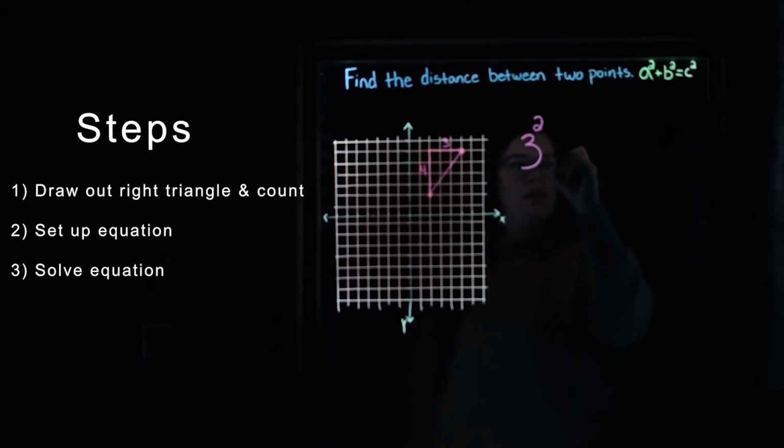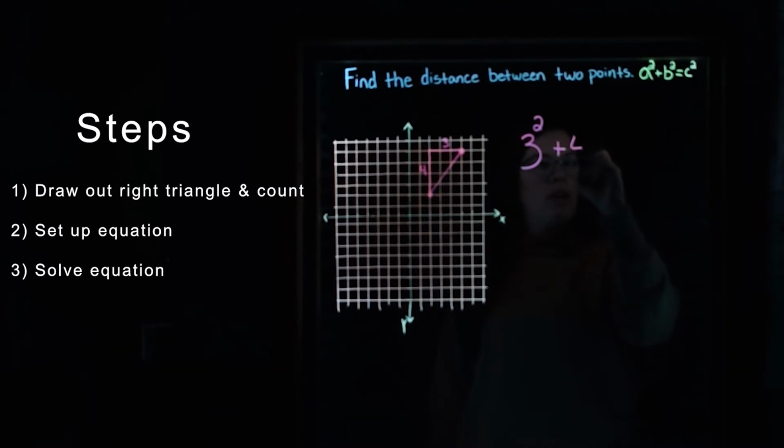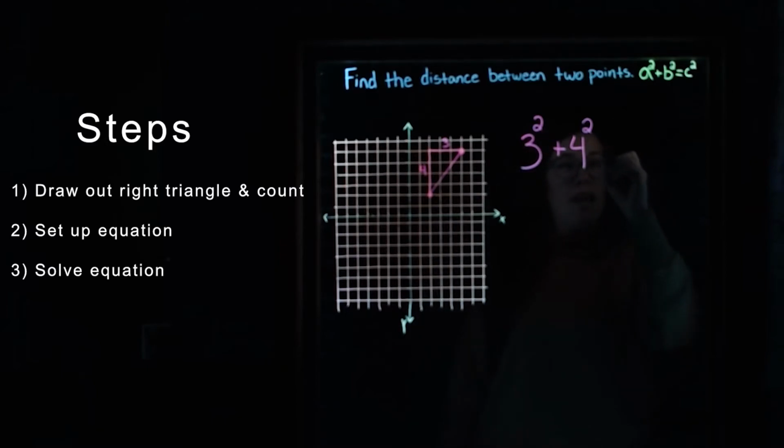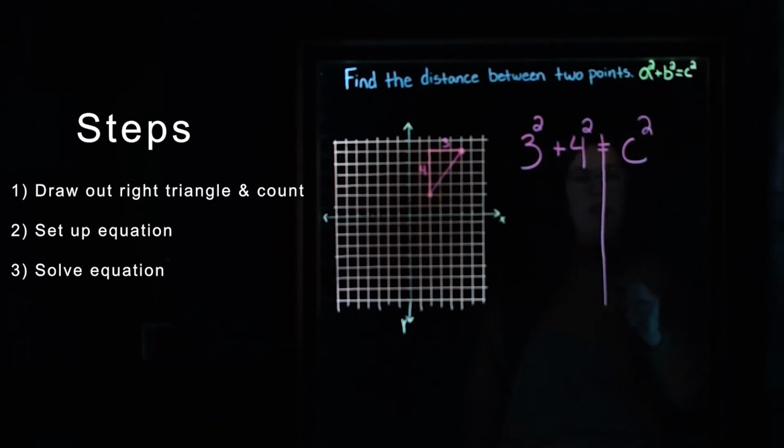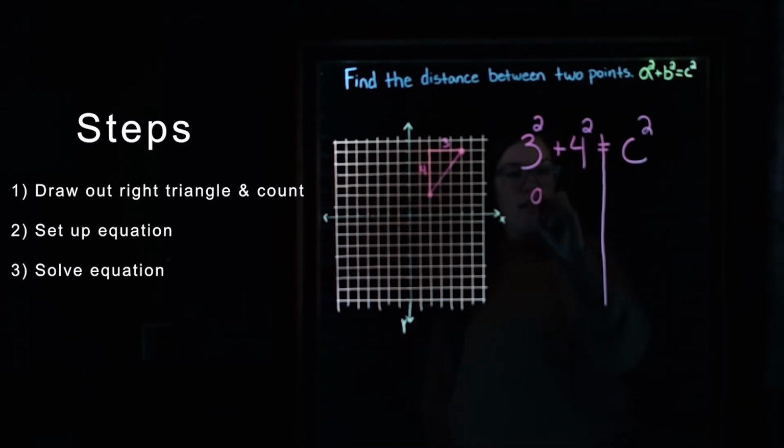Can't forget that squared. Now I know the B is my other leg, so I go ahead and put 4 squared. I don't know what that diagonal line is, that hypotenuse, and that's my C, so I put C squared. I'm going to draw my line down my equal sign to help me stay nice and organized. 3 times 3 is 9. 4 times 4 is 16.